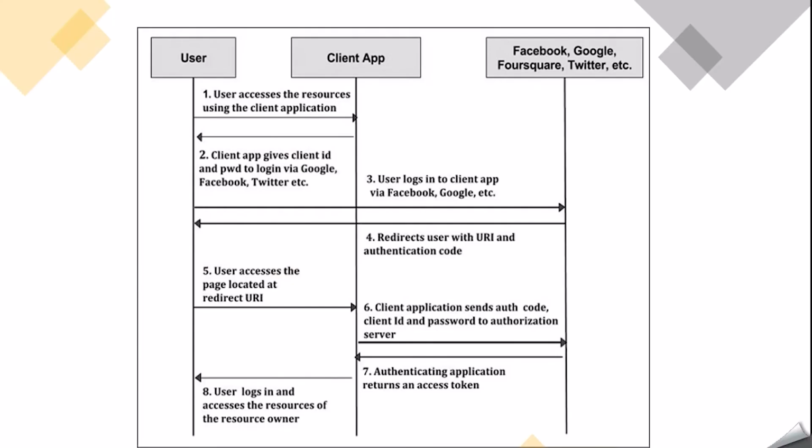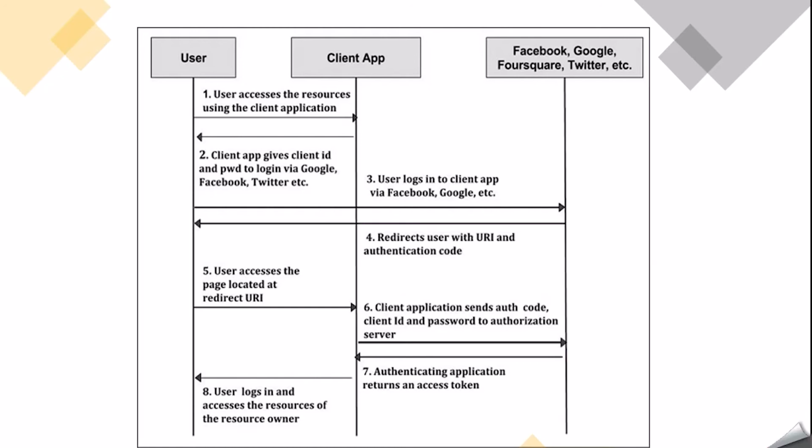So in a typical application, suppose I have an application which needs to access my resources on Google or Facebook. For that, the user accesses the resources using the client application. The client app gives the client ID and password to log in via Google, Facebook, Twitter, etc. In the third step, the user logs into the client app via Facebook, Google, etc. and the user is redirected with a URI and authentication code.